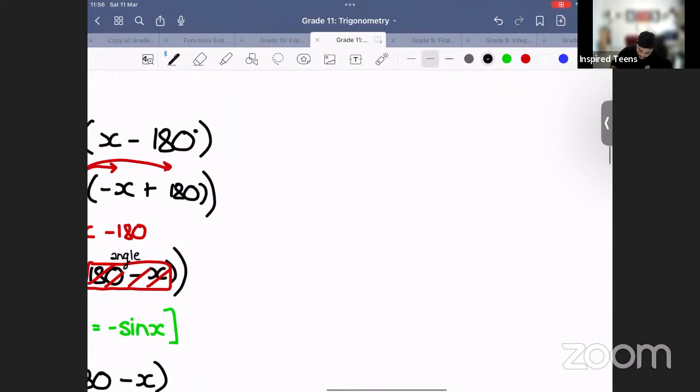So let's do another example. Let's just make it a bit tricky. Okay, let's not make it tricky. Let's just say cos x minus 360. Okay, so the issue here is that we have a negative.